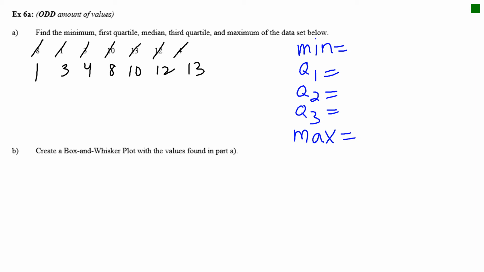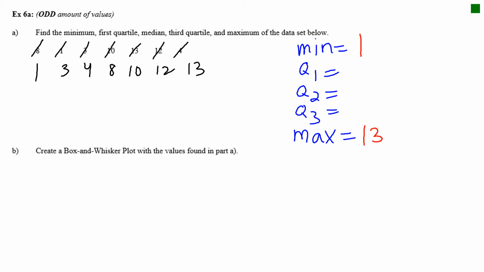Okay. Now, I like to start with the min and the max because to me those are the easiest ones to identify right off the bat. So minimum is going to be the smallest value in the set, which should be the value all the way to the left, which is 1. Maximum is going to be the biggest value in the set, which should be all the way to the right. It's going to be 13.